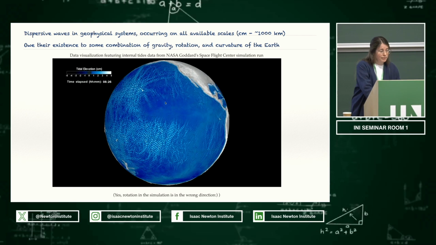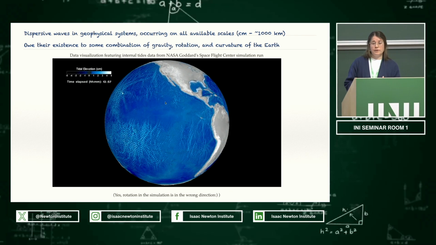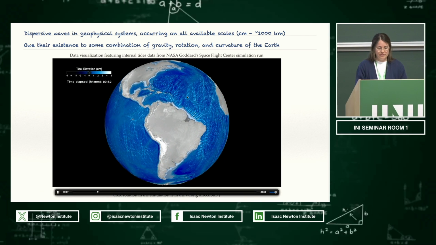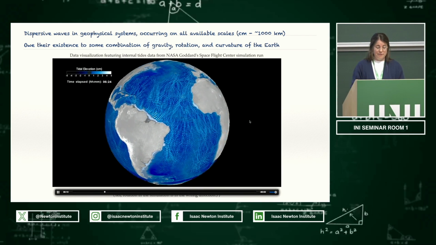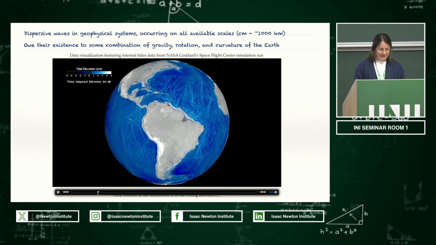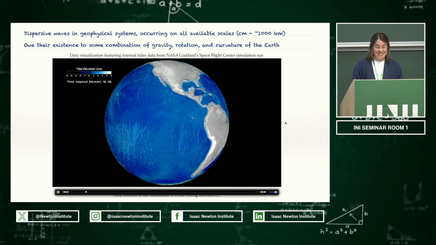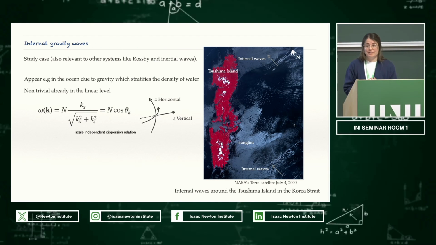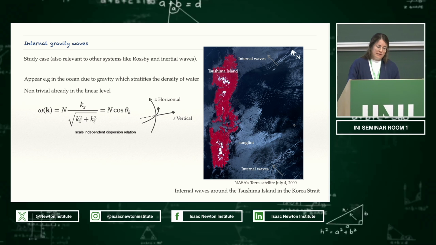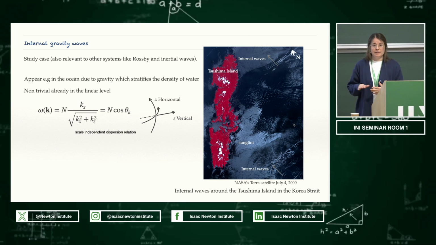Dispersive waves in geophysical systems owe their existence to some combination of gravity, rotation, and curvature of the Earth. Of course, the rotation in this simulation is in the wrong direction, so let me reverse time, and then we will get it in the right direction. Today, as a study case, I will focus on internal gravity waves. Internal gravity waves appear, for example, in the ocean due to gravity that stratifies the density of water, and they are non-trivial already at the linear level.